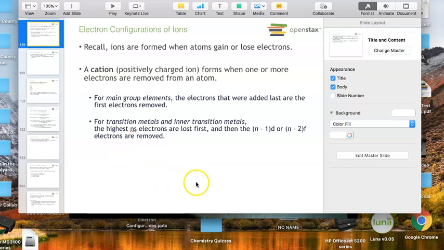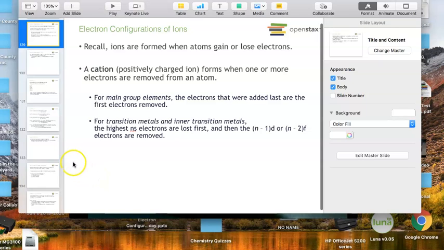Recall ions are formed when atoms gain or lose electrons. A cation is formed when one or more electrons are removed from an atom. Electrons that are added last are the first electrons removed. That means your valence electrons are going to be the electrons removed to form a cation.